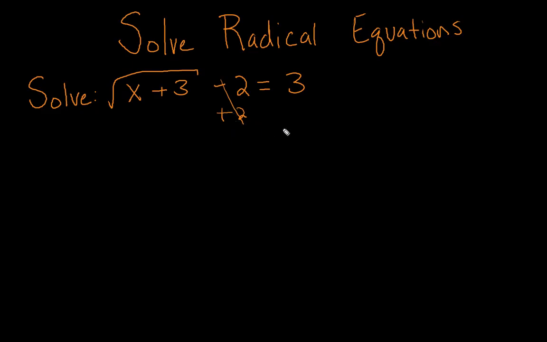And whatever we do to the left side, we also have to do to the right. So we're going to add 2 on the right as well. When we add 3 plus 2, that of course just gives us 5. And then that is equal to the square root of x plus 3. And now you can see we have this radical isolated. It's the only thing on one side of the equation.